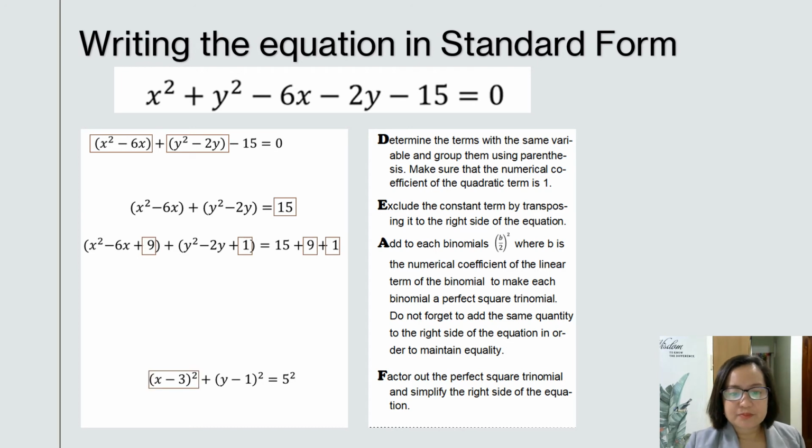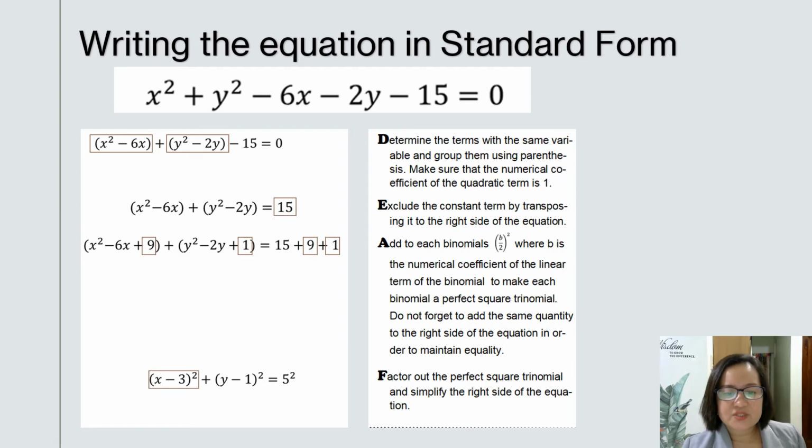The last step is to factor out the perfect square trinomials. X squared minus 6x plus 9 is equal to the square of x minus 3. Take note that 9 is just the square of 3. The second group, which is y squared minus 2y plus 1, can be factored out to the square of y minus 1. Remember that the square of 1 is 1.